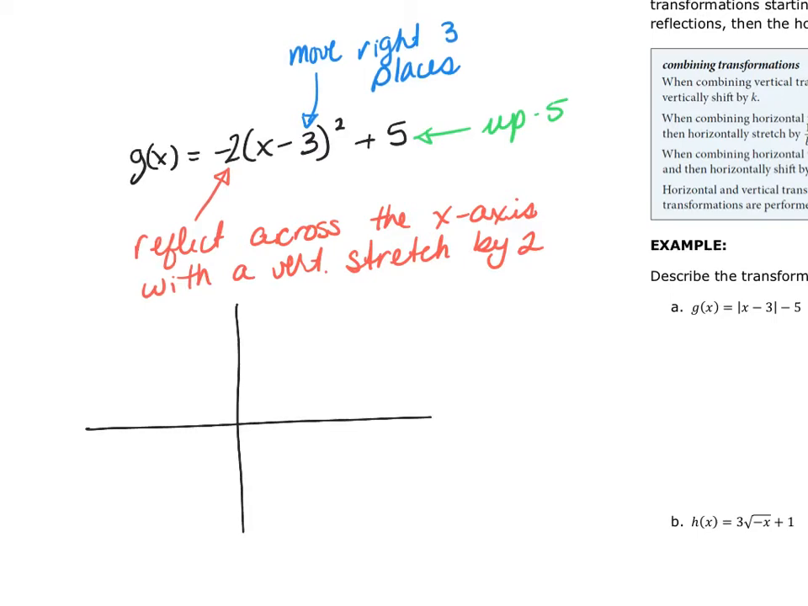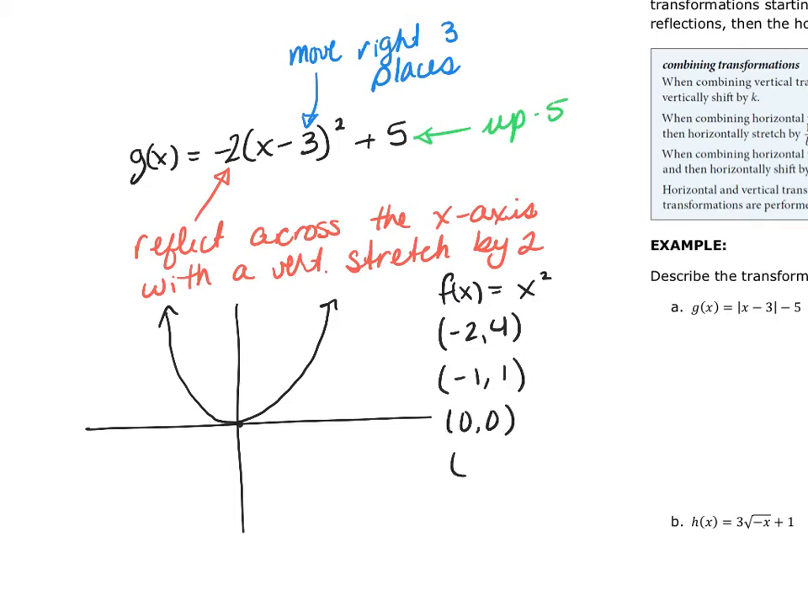So what my original function looks like is this. My original function, f of x is equal to x squared, is my parent function. And it'll go through the points negative 2, 4. It'll go through the point negative 1, 1, the point 0, 0, the point 1, 1, and the point 2, 4. Now, what I want to do is do this one first. I want to take all of my x's and move them to the right 3 places. So I take all my x's and I add 3 to them.